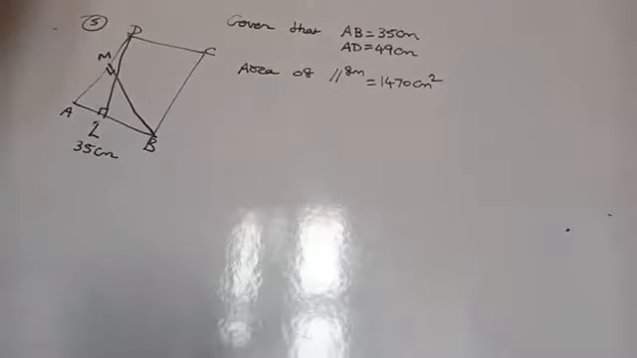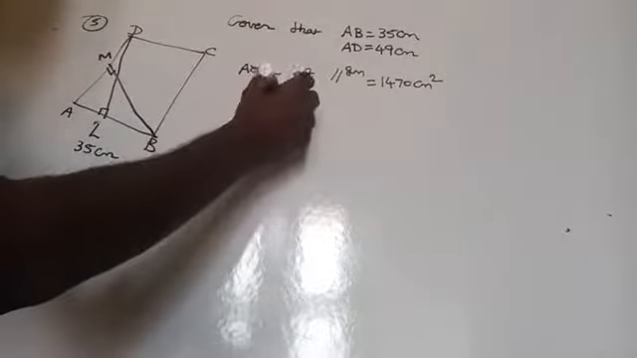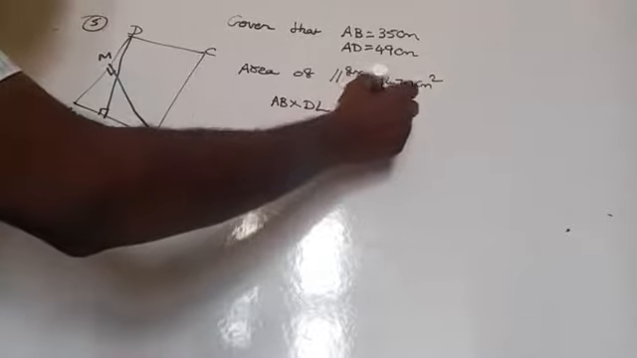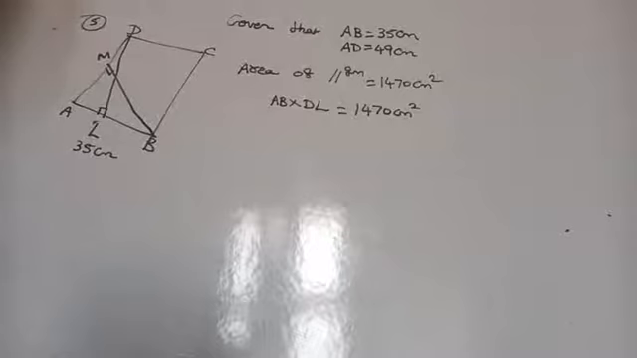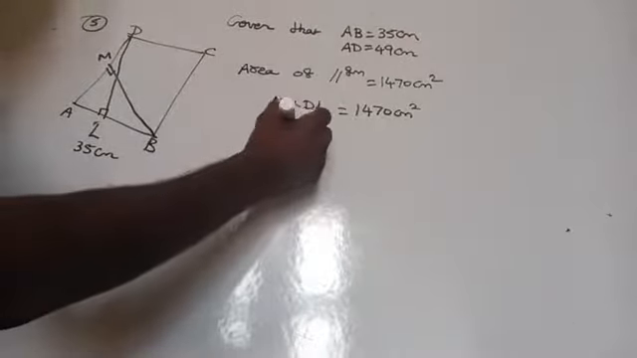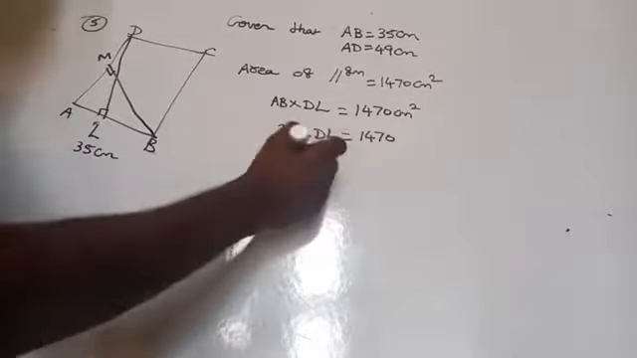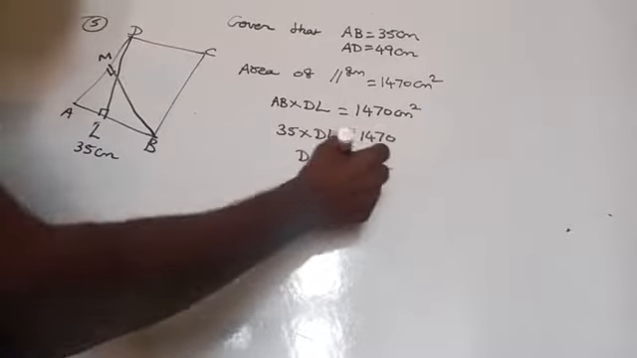Now what is the area of the parallelogram? Base into height. Base into corresponding height. Here what is the base? Base is AB for us. And then height is DL, which is equal to 1470 centimeter square. Now what is the base? It is given for us 35 centimeter. So 35 into DL. We don't know the height. Keep it as DL. Then DL is equal to 1470 by 35.